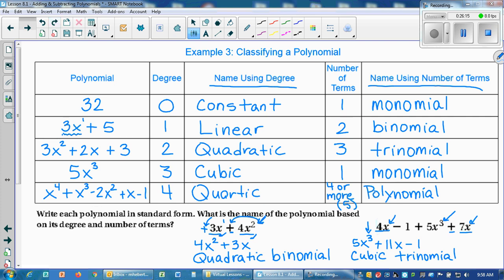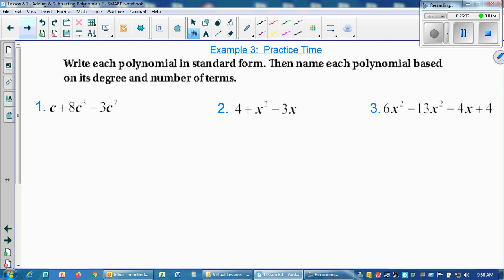We're going to move on to some practice time. So again, feel free to pause, rewind. That way you have plenty of time to review what you need to know. So we're going to take each of our examples and put them in order from highest exponent to lowest, combine any like terms if need be, and then name them based on their degree and number of terms. All right, so I'm going to explain this if you need to pause and give it a try. Hope you get them all correct.